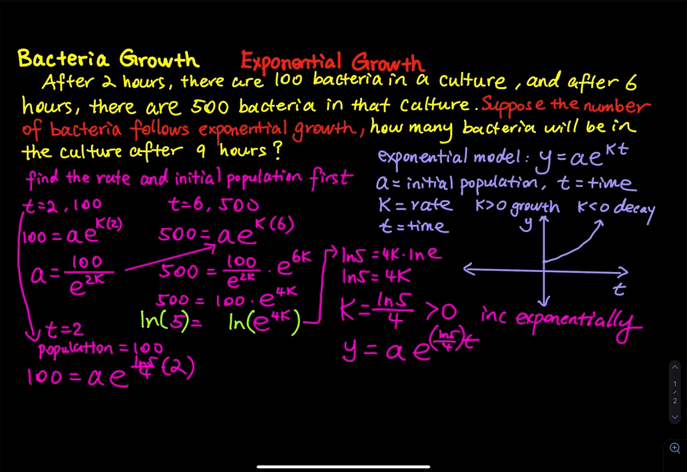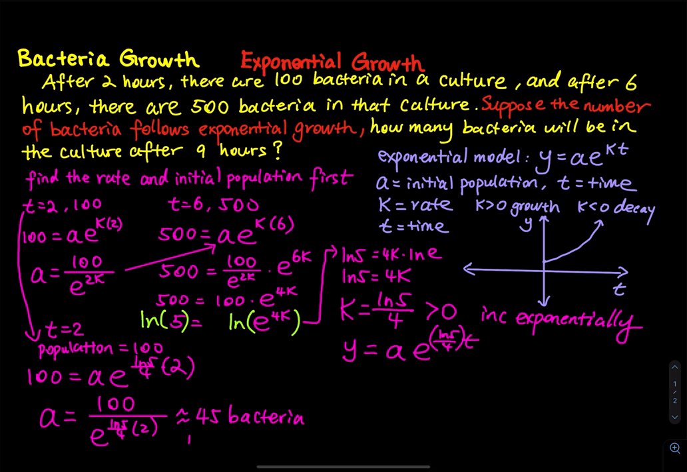And then we can solve for a, right? So a is equal to 100 divided by the entire e to the ln phi divided by 4, and then times 2. That one we do have to approximate. Since this is the number of bacteria, it doesn't make sense to have half a bacterium, so I would just round this to the nearest integer. So this is approximately equal to 45 bacteria.